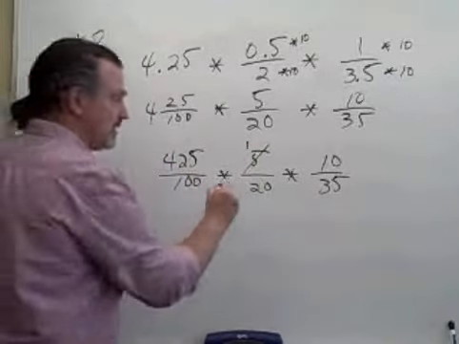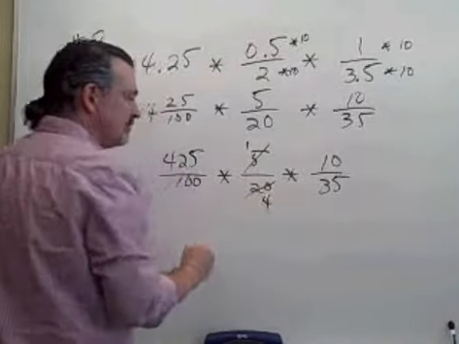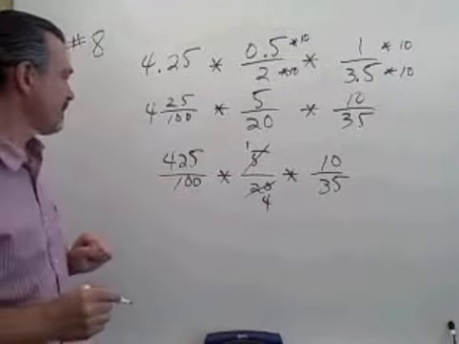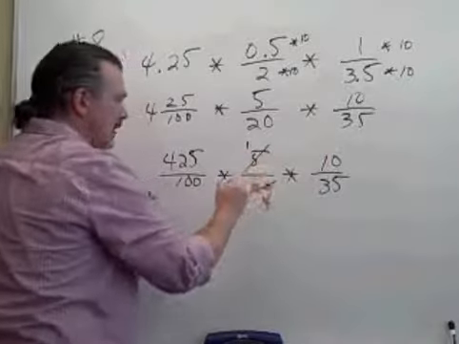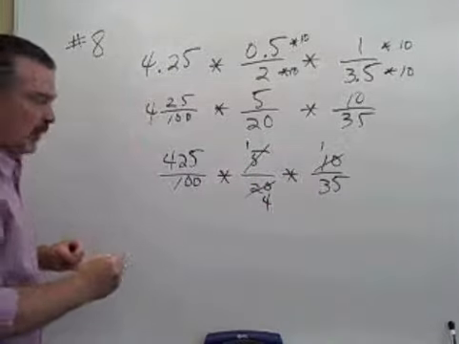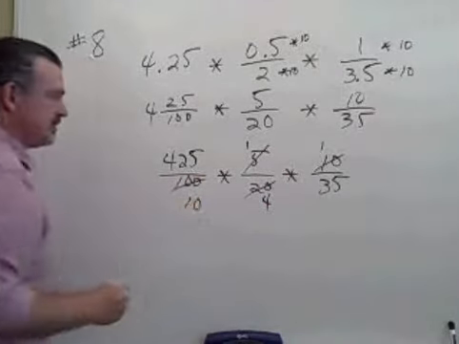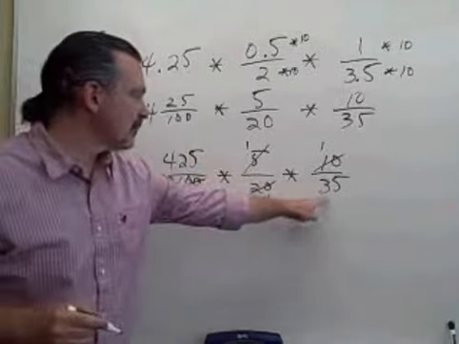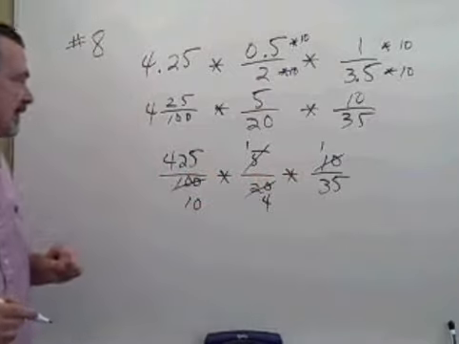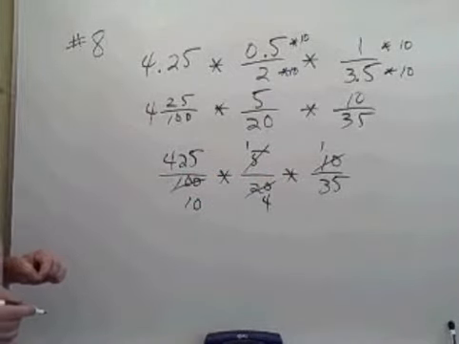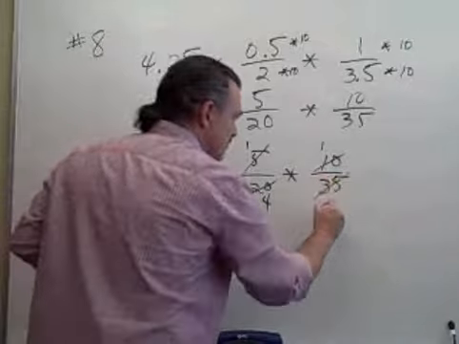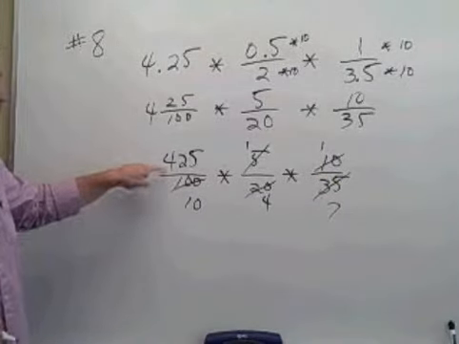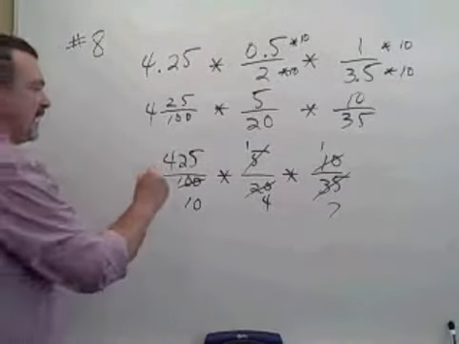Well, 5 over 20. 5 goes into 5 one time. 5 goes into 20 4 times. Remember, you can reduce within the same fraction. 10 and 100. 10 goes into 10 one time. 10 goes into 100 10 times. I know both of these numbers are divisible by 5. The reason I know that is because they end in 5. So 5 goes into 35 7 times. 5 would go into 425 85 times.